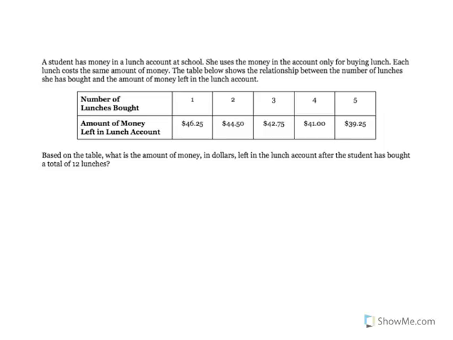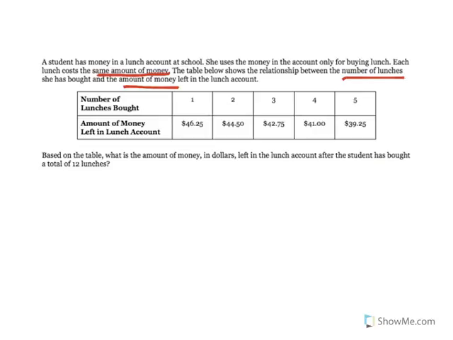Okay. A student has money in a lunch account at school. She uses the money in the account only for buying lunch. Each lunch costs the same amount of money. The table below shows the relationship between the number of lunches she has bought and the amount of money left in her lunch account. Okay, so let's digest the problem quickly. This student starts with some money in her account and she buys lunches with the money in her account. So the money in her account must be going down, as I assume these lunches cost the same amount of money, which they do. Okay, the problem says they do.